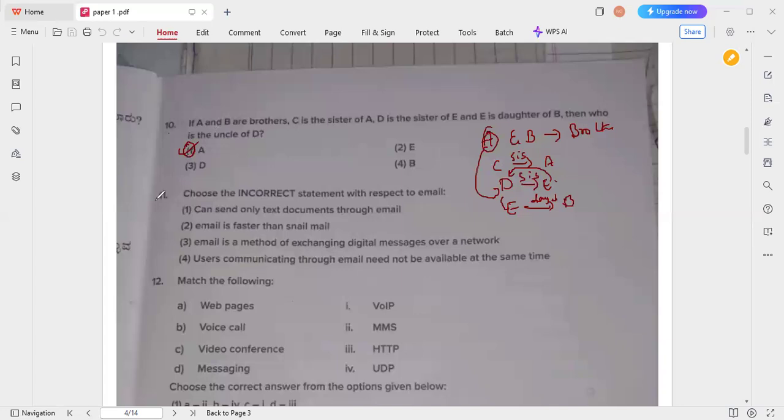Okay, so next question, choose the incorrect statements with respect to email. The first one, can send only text documents through email. Email is faster than snail mail. Email is a method of exchanging digital messages over a network. Users communicating through email need not be available at the same time. So the other three are correct, and this first option is incorrect with respect to email. Email is not only used to send text documents, right? We can send whatever. So that's why option 1 is the correct answer for this question.